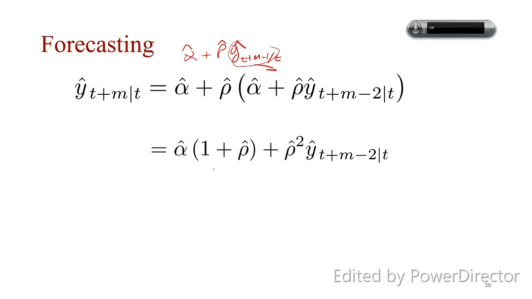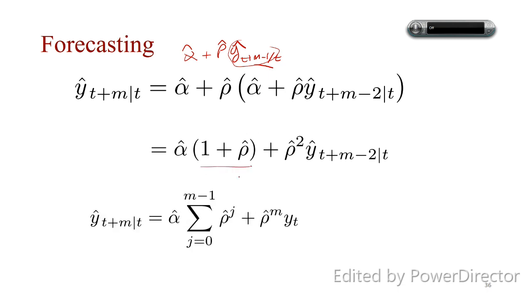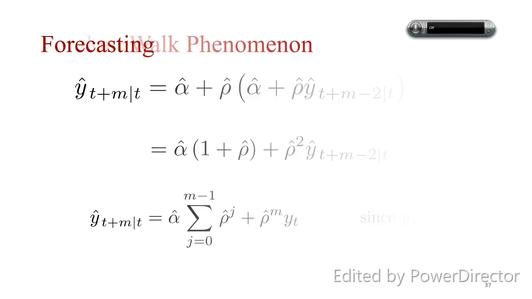If you continue doing this, you will find that this is nothing but a sum of a geometric series, rho hat to the j, from j equals 0 up till m minus 1, of y_t. But this should be y_t hat. We know that y_t hat, the estimated value given time t, is going to be the same as y_t. So we already know this.